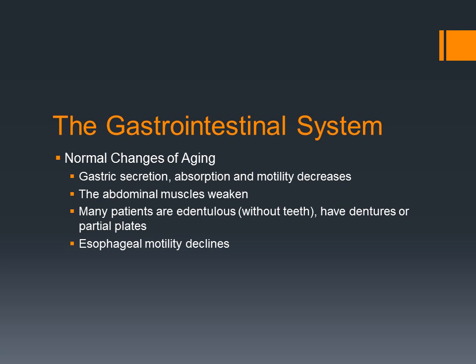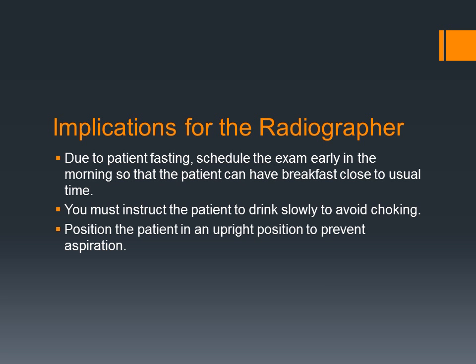Normal changes of aging: gastric secretion, absorption, and motility decrease. The abdominal muscles weaken. Many patients are edentulous, which just means without teeth. They have dentures or partial plates. Esophageal motility declines as well.